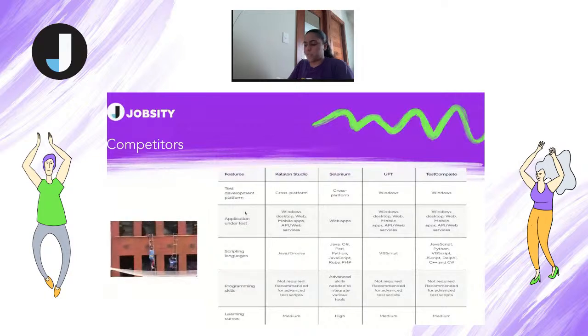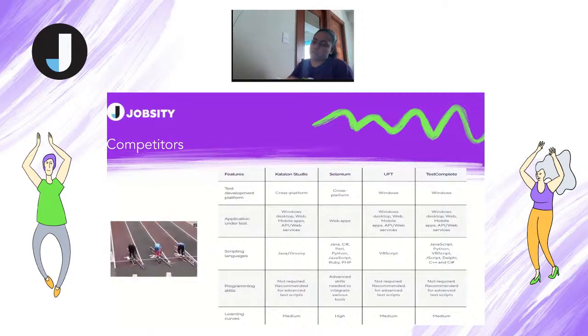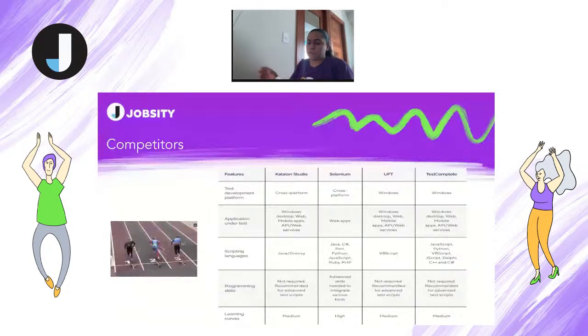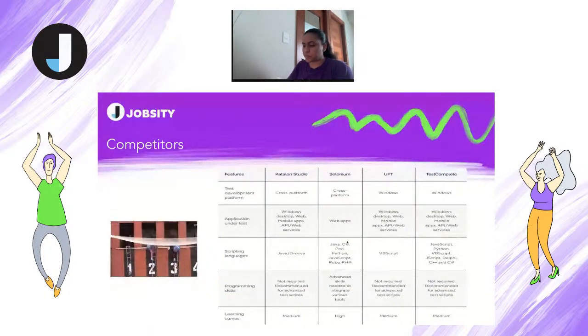So let's go with the scripting language. Katalon includes a scripting language known as Groovy, which is built on top of Java. It's just as easy as Python. We will see that in a moment, along with Python, Perl, JavaScript, etc. UFT can just use the old school Visual Basic scripting, and TestComplete can use the same languages as Selenium.